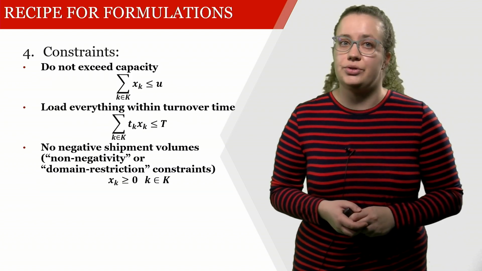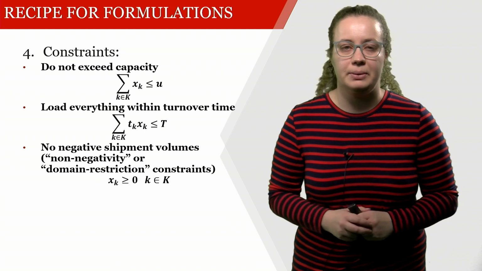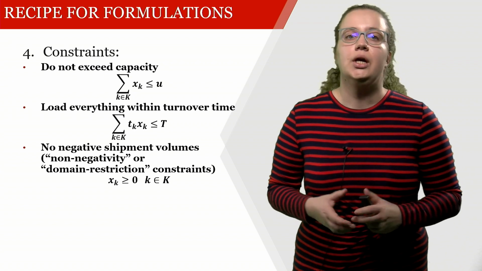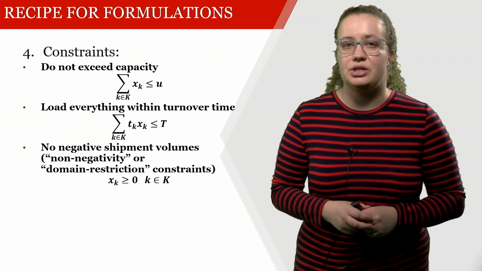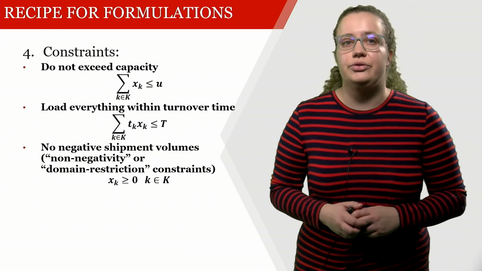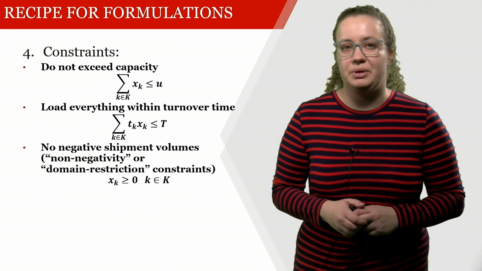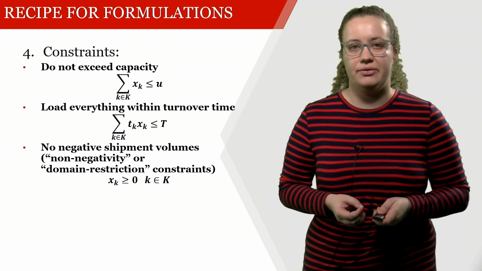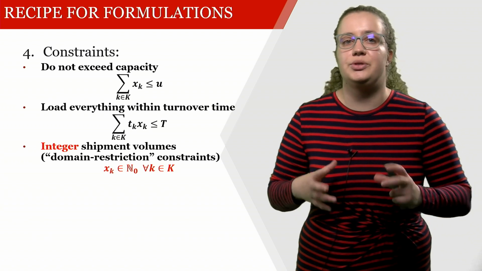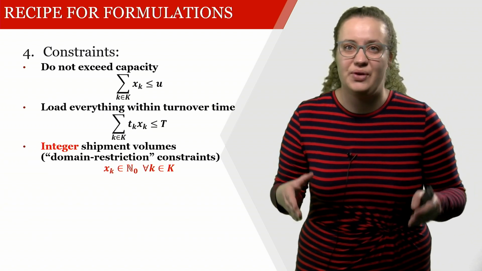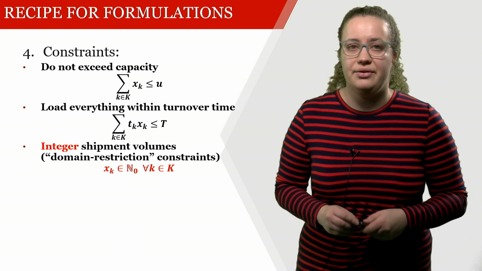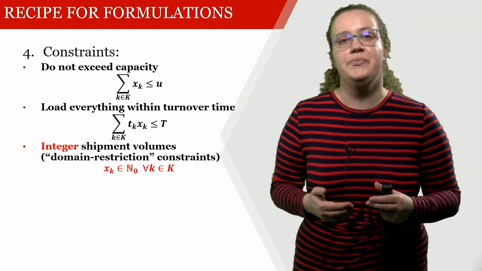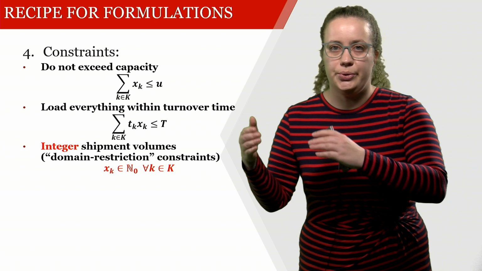Now we also have our constraints. So we still, of course, don't want to exceed the capacity. We don't want to all of a sudden ship 50 containers instead of 40. We also still want to be able to load everything within the turnover time. And we also don't want negative shipment volumes. But in addition to not wanting negative shipment volumes, we also don't want any shipment volumes which is, for instance, 0.5 containers. So we also have x_k needs to be in the natural numbers including 0. So 0, 1, 2, 3, etc.